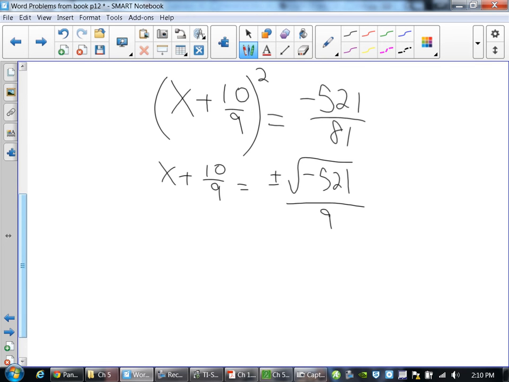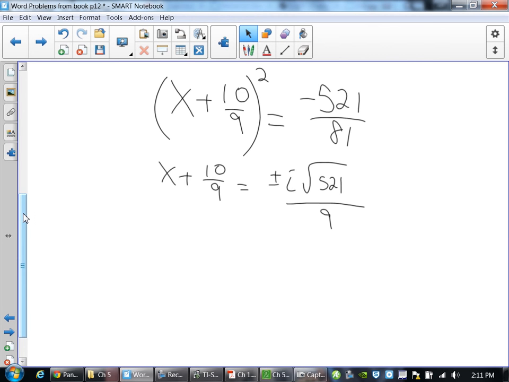Because the square root of 81 is 9, we can just simplify and do that right off the bat. What do I have to do with that radical with the negative 521? Take out the i. And do you remember how to check to see if there's a perfect square at all that goes into 521?